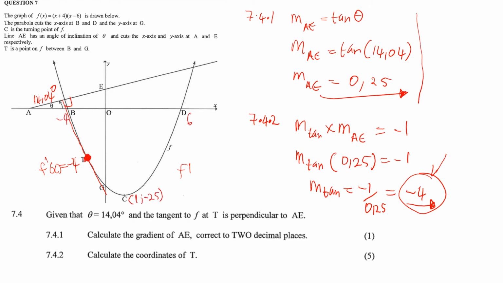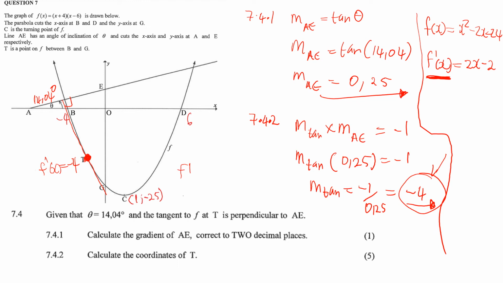To get the derivative, we first have to simplify our f of x. So it will be x squared minus 2x, then 4 times -6 is going to be -24, right? So f prime of x is going to be 2x minus 2.